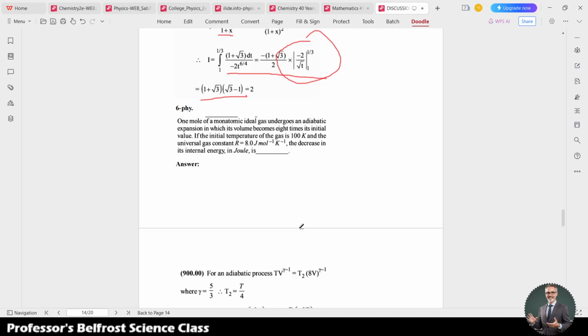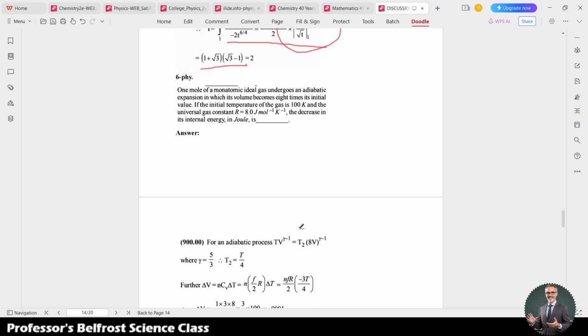Second question on physics. 1 mole of a monoatomic ideal gas undergoes an adiabatic expansion in which its volume becomes 8 times its initial value. If the initial temperature of the gas is 100 Kelvin and the universal gas constant R is 8 joule per mole per Kelvin, then the decrease in its internal energy in joule is... this is also simple.